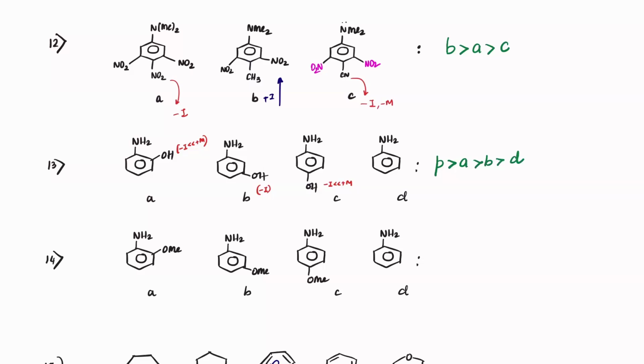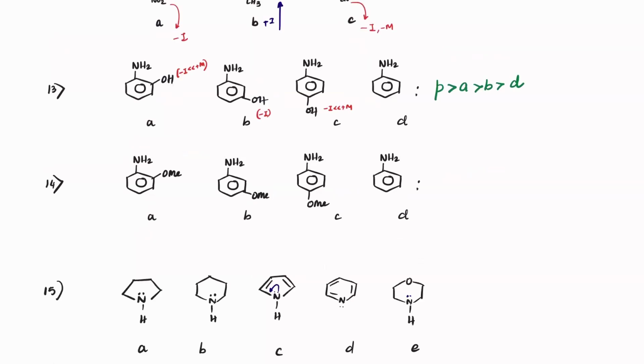While if you have OMe, because the size is slightly bulkier here, it will be slightly weaker than that of meta. So first para, then, sorry, para is D now. So I'll put it as para position is C here. I'll go with that. Para is C, then we have A, then we have D, and then we have B, because OH is withdrawing at the meta position.